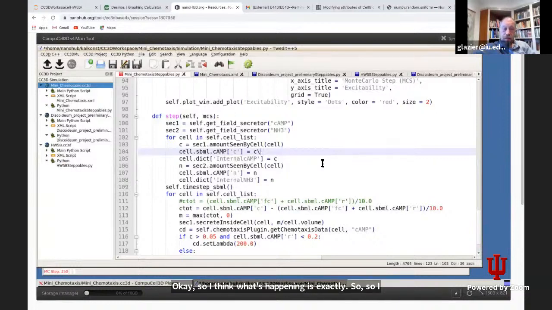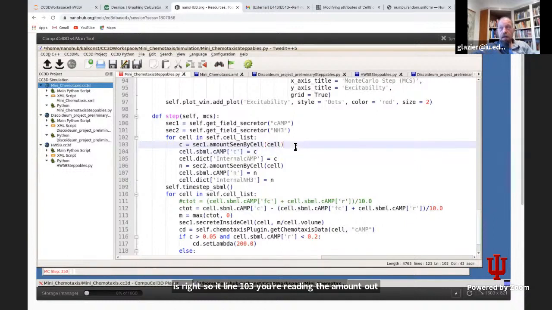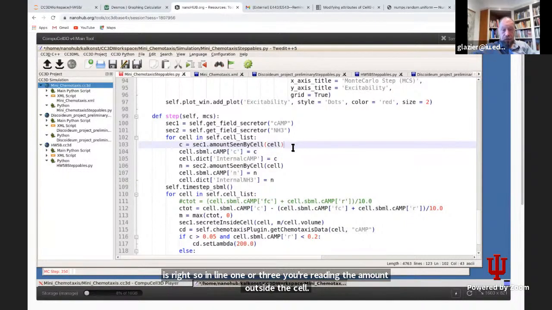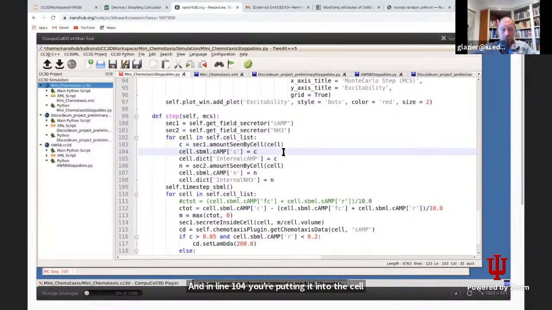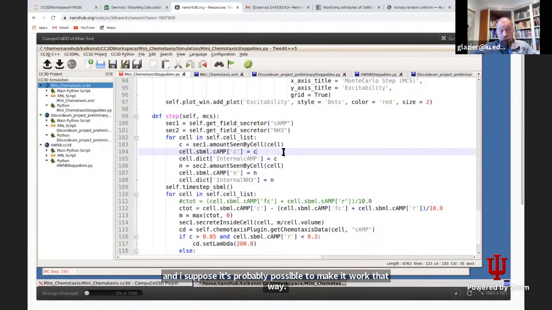I think the amount that you put in that's inside the cell at this point is whatever the amount outside the cell is. Right? So in line 103, you're reading the amount outside the cell. And in line 104, you're putting it into the cell. And I suppose it's probably possible to make it work that way. But I don't think that, I mean, biologically, that's not what's happening.